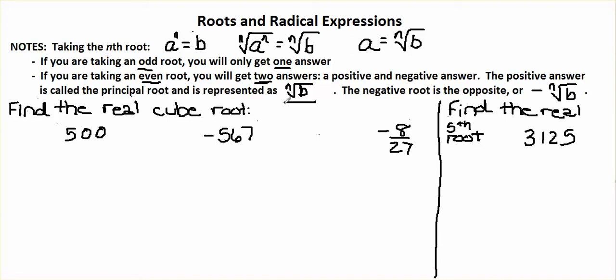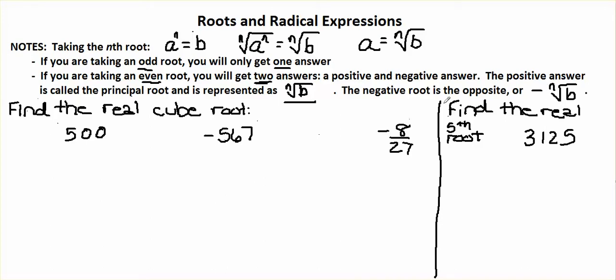So if you see something like this written in the book, they're only asking you for the positive answer to this. The negative root is the opposite of the principal root, and it's written with a negative sign in front. So if you see something that looks like this in the book, they're asking you for the negative root or the opposite of the principal root.